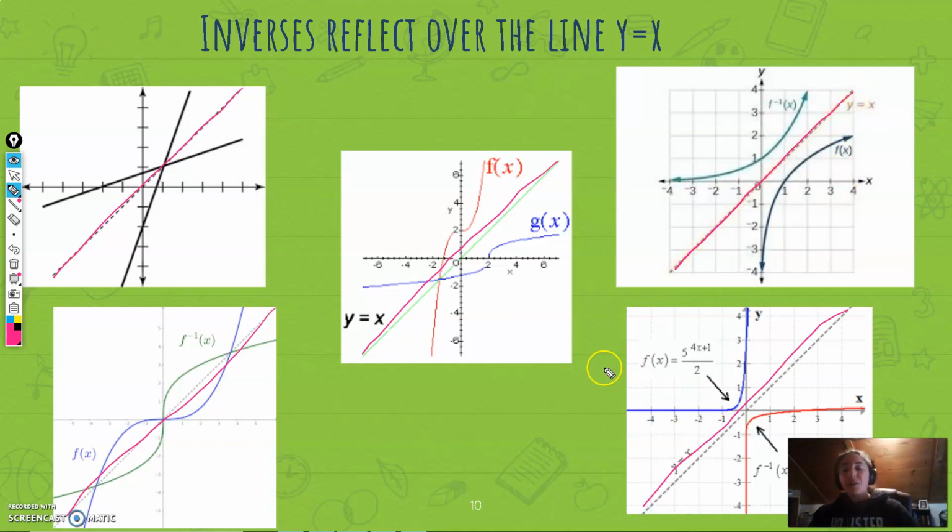This is also the reason why we switch the x and the y. When you switch x and y, what you're doing is reflecting over the line y equals x, right? Because we're just trading out x for y. So that was the big reveal of the whole thing. Functions and their inverses reflect over the line y equals x, or think about it as they reflect over the diagonal.